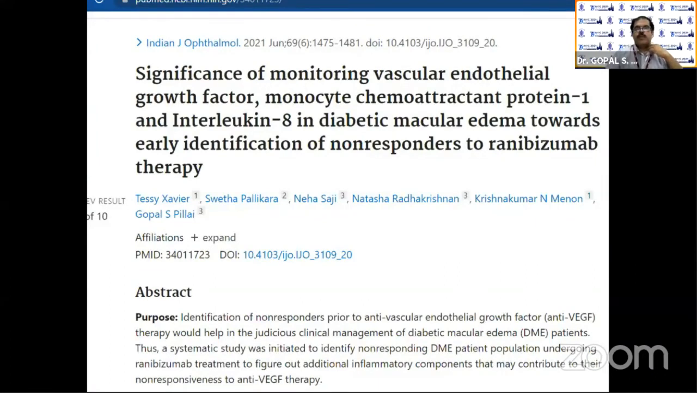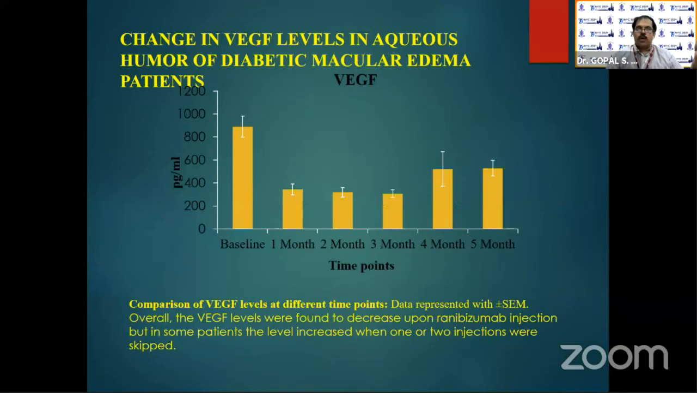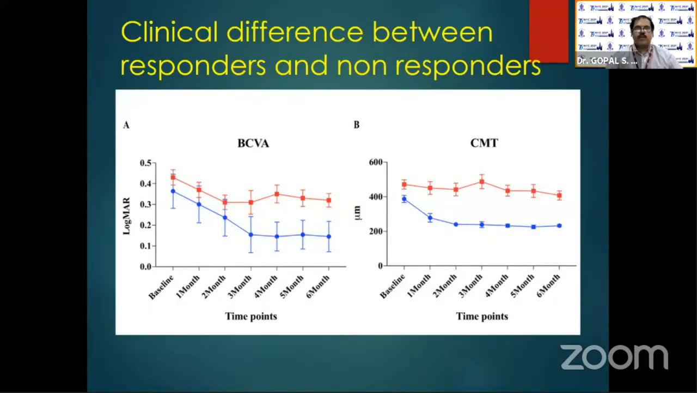Now, this is one paper that we recently published, monitoring the cytokines to look at responders and non-responders. What I did was look at what happens to the VEGF level with 6 monthly injections. You can see that at the 4th month or 5th month, sometimes the VEGF level increases a little bit, because the number of injections required by the patients at that point of time is less. Now, what was important is, the red line is the non-responder, in which the visual acuity is worse, and the CMT is worse.